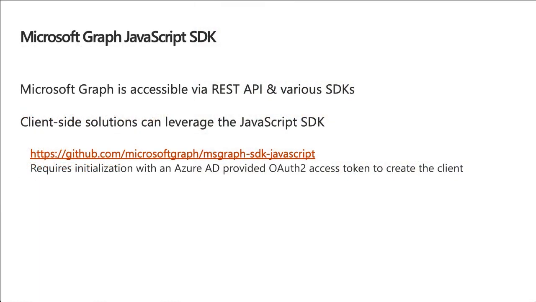So the Microsoft Graph has their own JavaScript SDK that they've implemented. Microsoft Graph is available via the REST API and various SDKs, but they've also created a JavaScript SDK that we can take advantage of in client-side solutions. So you can see the link to it there on the slide. The one thing that's going to require is for you to initialize it with an OAuth access token in order to create a Graph client.